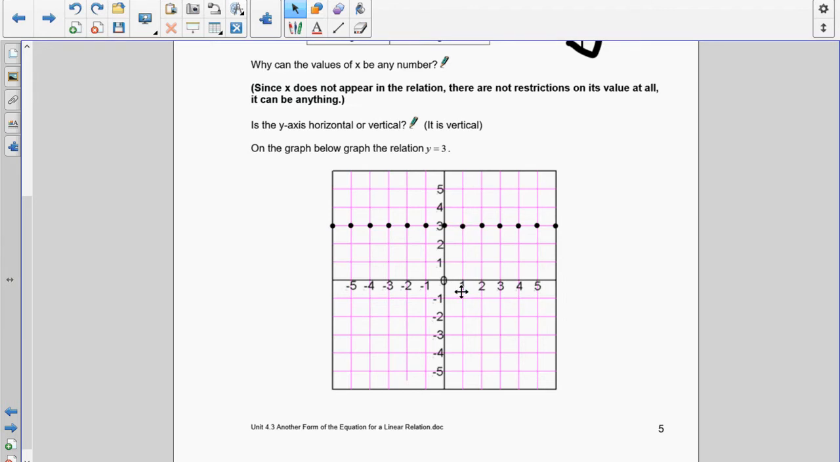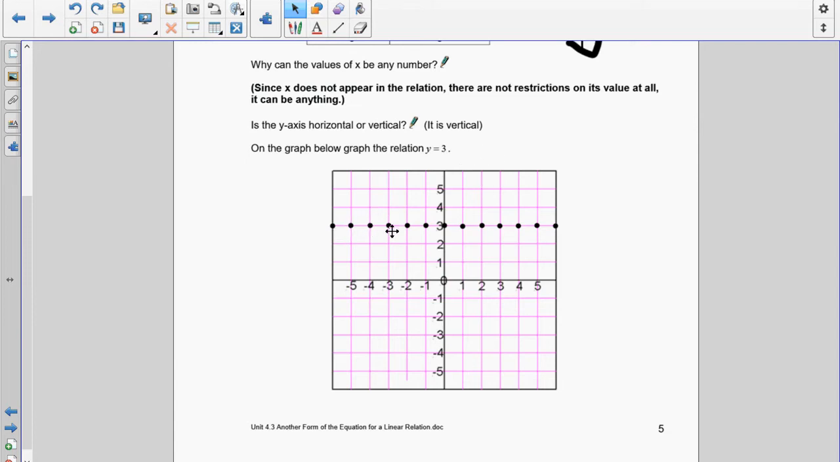So 1 has to be a 3. 2 on the x has to give a y value of 3. 3 has to give a y value of 3. 4 has to give a y value of 3. 5 has to give you a y value of 3. Now, why does it have to be y value of 3? Because right here it says y has to be 3.